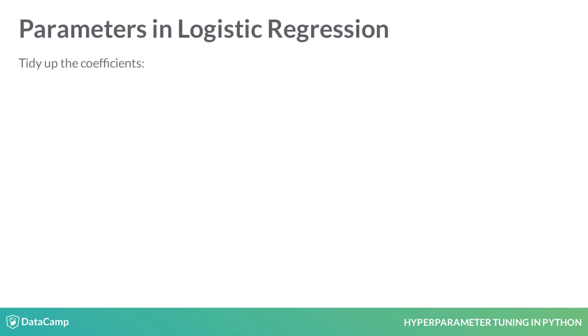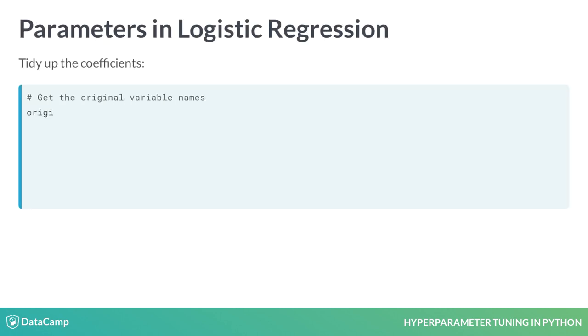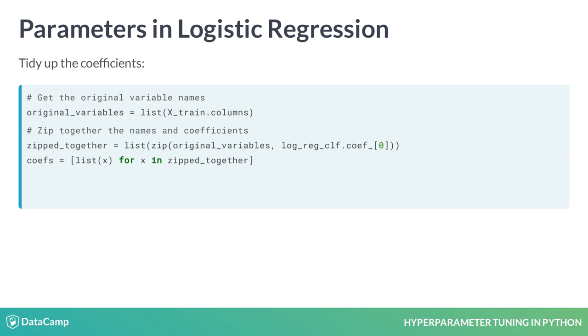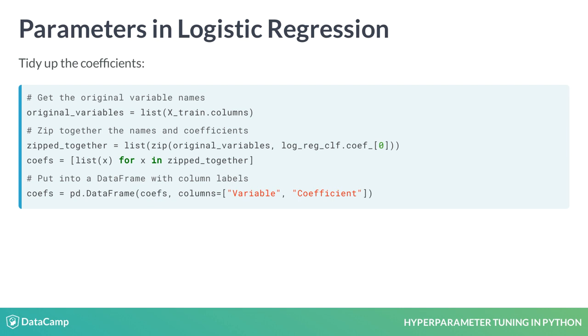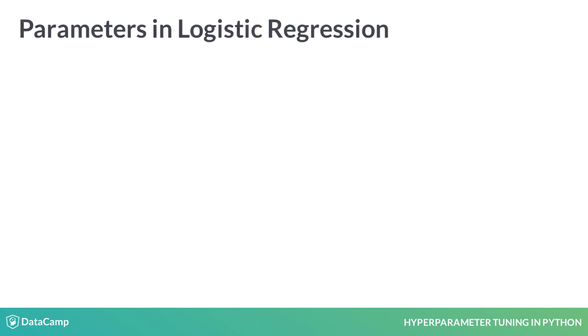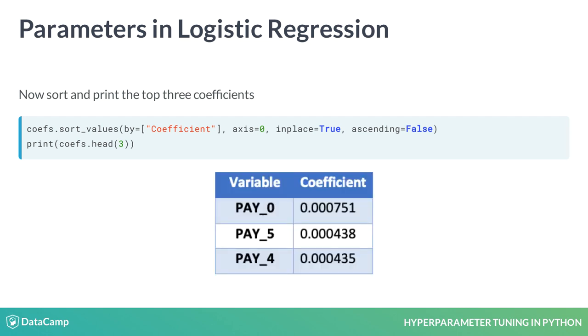Let us clean this up by creating a list of original variable names, zipping this up with the coefficients, and formatting into a neat data frame for easy viewing. We can now sort the data frame and print the top 3 results for brevity. Do you recall setting pay_0 to have a coefficient of 0.000751? I don't. The coefficients are parameters because we did not set them ourselves and they were learned during the modeling process.